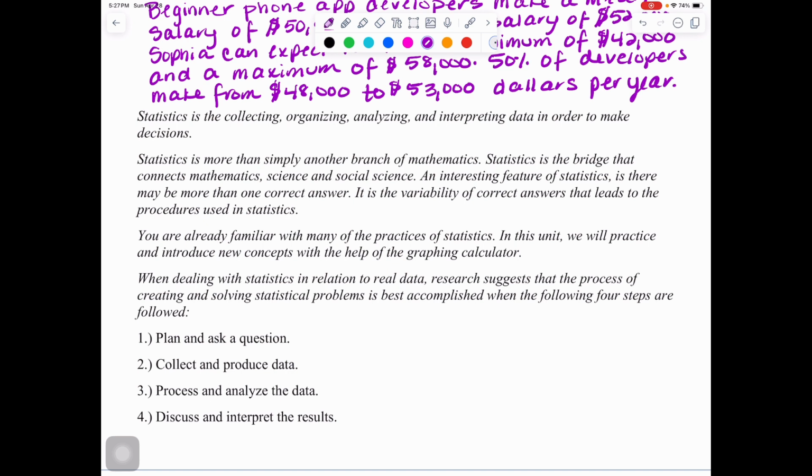We then process and analyze that data. So we calculate the mean, the median. We find the min and max and range. We find Q1, the first quartile, the third quartile, and we find the IQR. We get all this information. Then we can analyze the data in order to discuss and interpret the results. So this concludes our first lesson in the statistics chapter, the purpose of statistics.